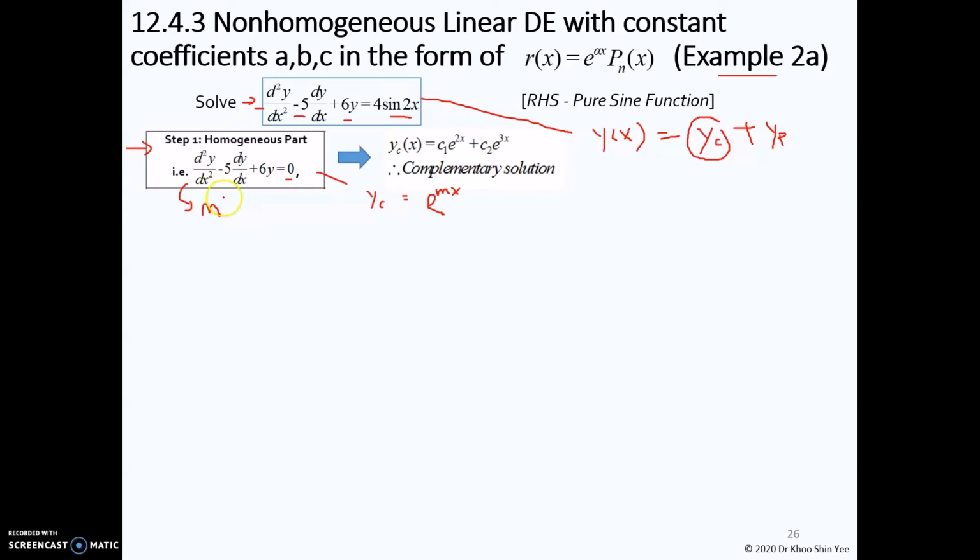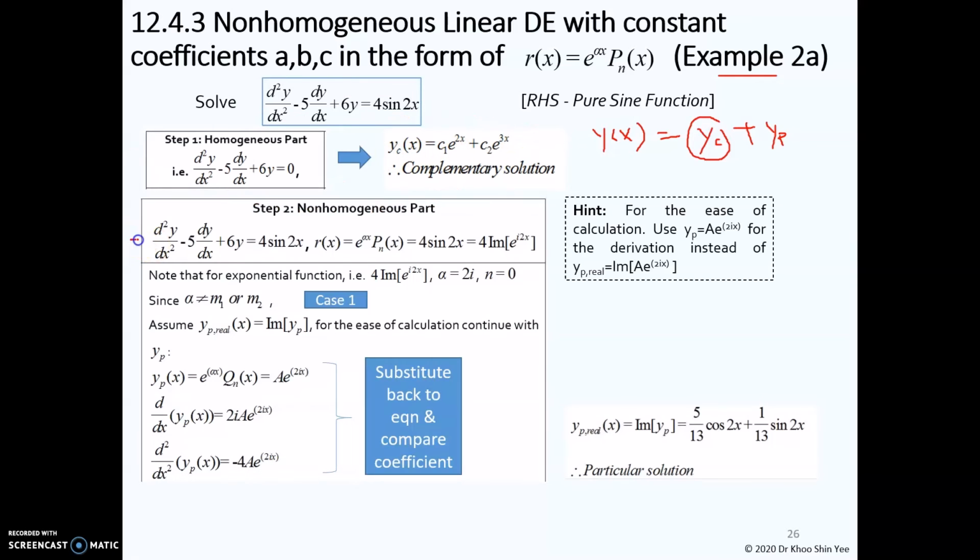So y double prime give you m squared, y prime give you m, 6y becomes 6 here, and by solving this equation, you obtain the m1 and m2, which is equal to 2 and 3 correspondingly. So when you compare these two solutions, both of them are linearly independent. Therefore, this is the final solution. Then we continue to solve the non-homogeneous part.